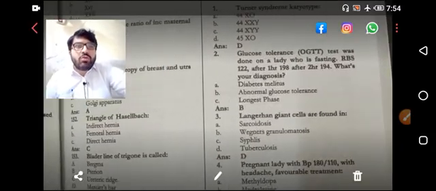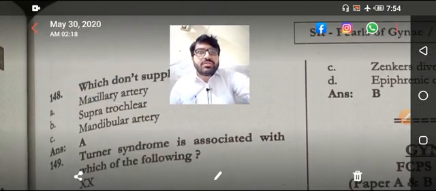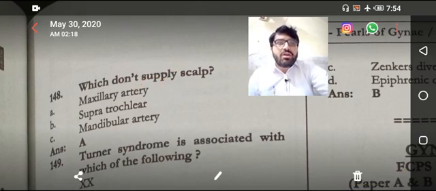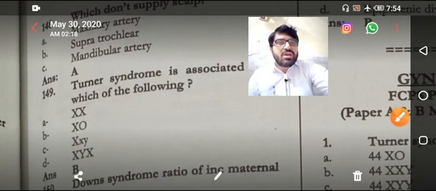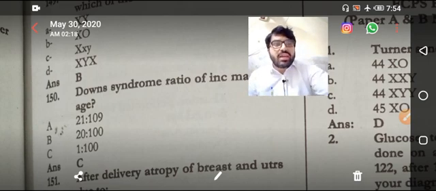So coming forward, we are going to finish that today. Which artery does not supply scalp? Again discussed previously. That is the maxillary artery. Turner syndrome is again discussed. Key is right. Down syndrome ratio, that is 1 in 100. Again the key is right.